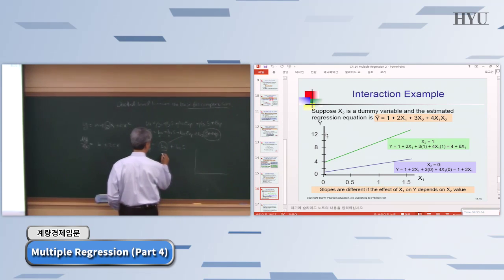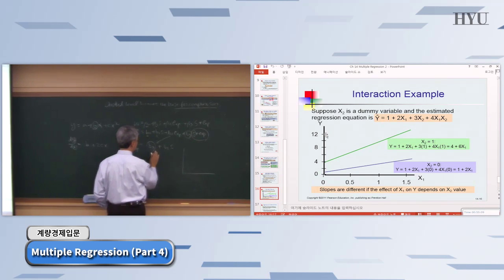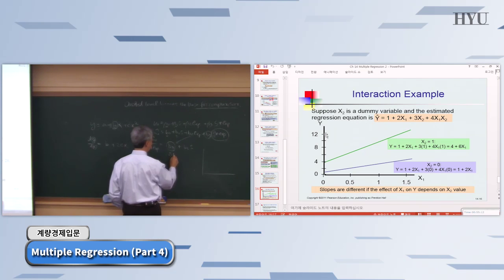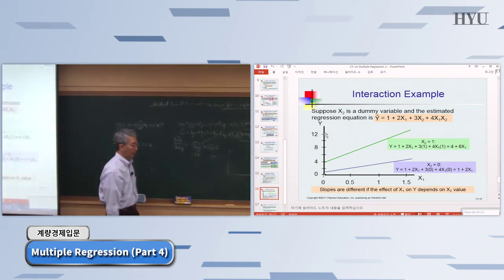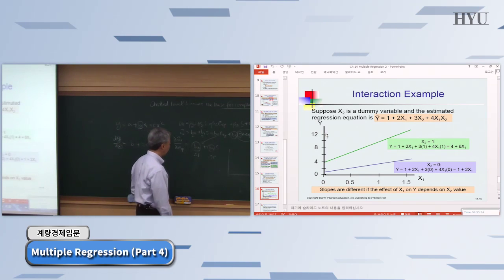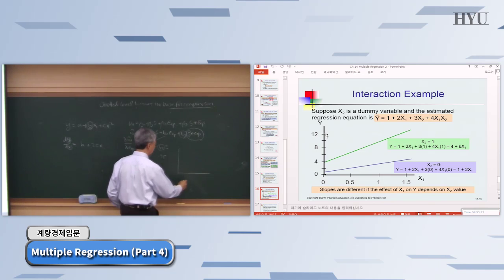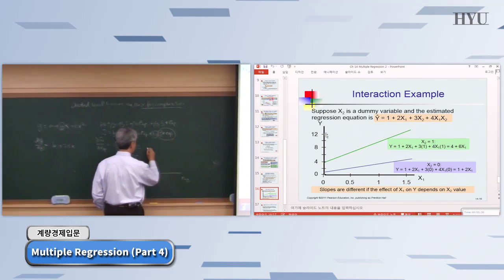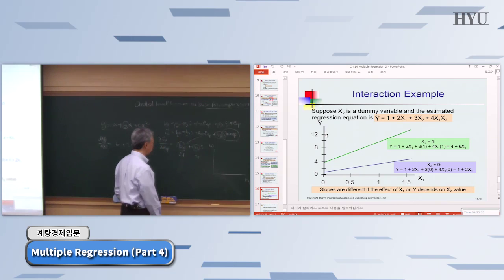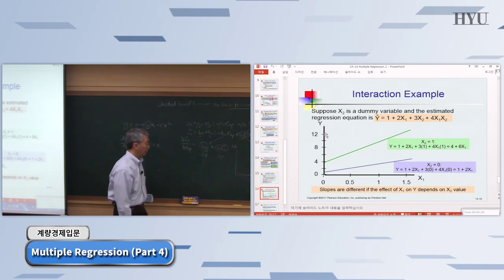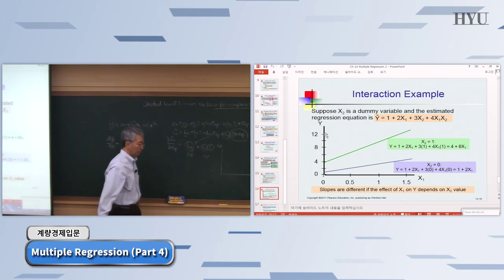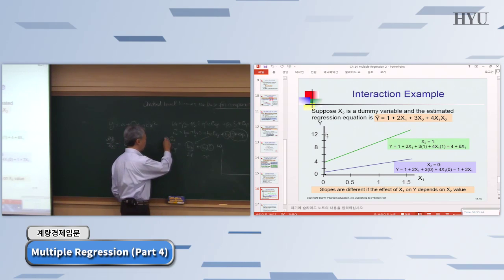Let's say B2 came out to be, I think it was 2.1, and B3 came out to be 0.75. Then we have this relationship between experience and wage. So depending on the level of schooling, you're going to have a different effect, a different slope. You remember this is the slope, right?